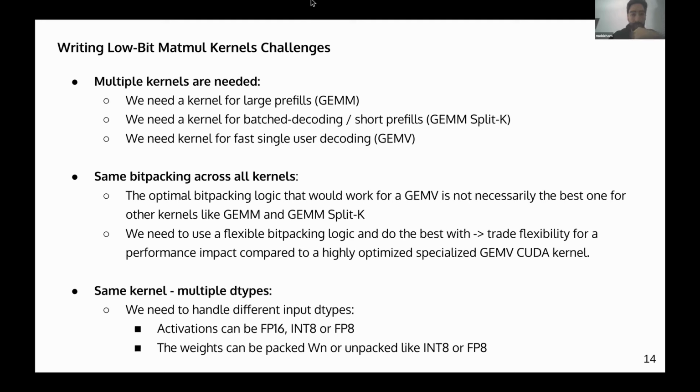We also need to support different dtypes with the same kernel, and we need to support unpacked data and packed data. For example, with int8, you don't have to pack it because there's already a torch.int8 dtype, so you just need to cast. But if you're using 4-bit or 2-bit quantization, you need to pack it. I'm just mentioning this because you need to manage this in your kernel. And you also need to manage quantized activations as well, and those work a little bit differently.